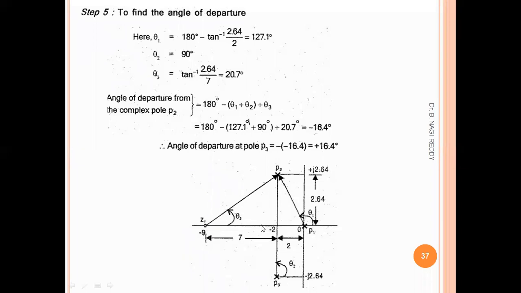And similarly, you know this length, you know this length, and you know this length, and you can calculate this angle, and similarly this angle also. So you can use that type of formula to calculate theta 1, theta 2, and theta 3, or you can directly use the protractor and mark the angles and use them. You can do any. Okay, so this is step 5.